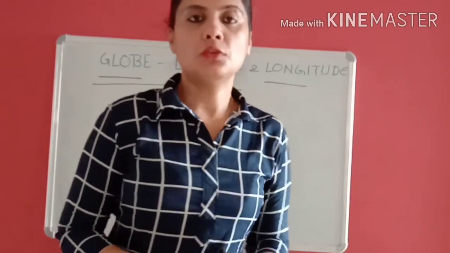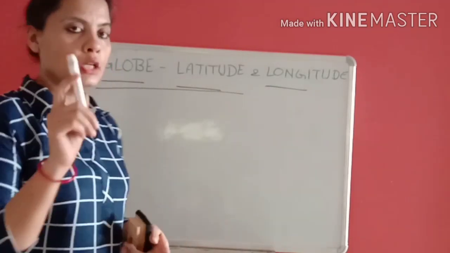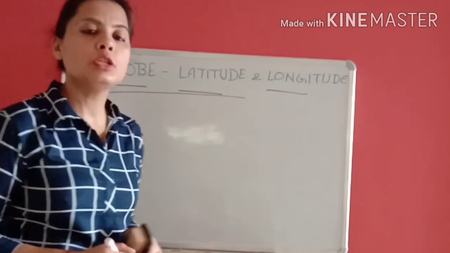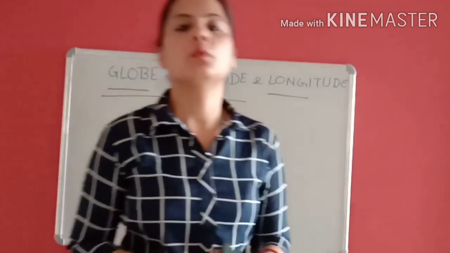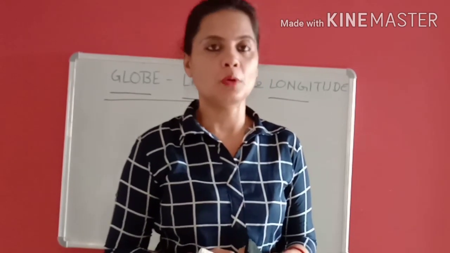Second chapter of geography is globe, latitude and longitude. Today we are going to discuss in detail about globe and latitude. Longitude we will discuss in my next video. So first we should know what is globe. Globe is a replica of the earth. It is a miniature form of the earth.